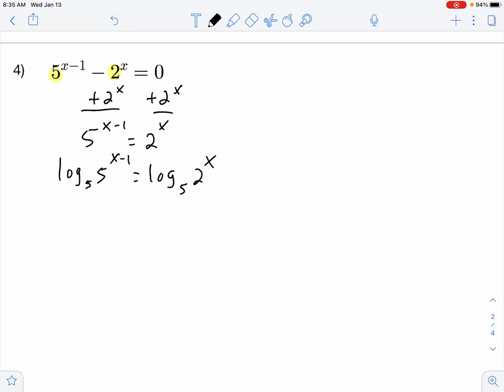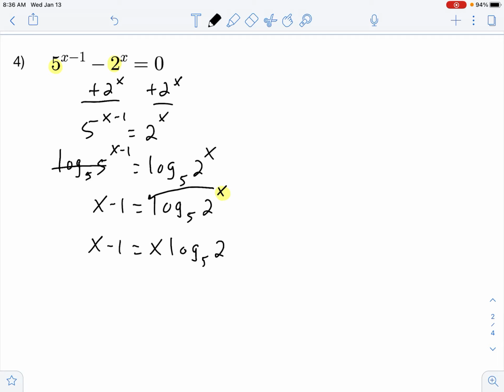So now what's going to happen here? This is going to go, because I'm doing the inverse, and I get x minus 1 is equal to log base 5 of 2 to the x. Now, if you remember from the properties of logarithms, I can drop this down to the front. So that would give me x minus 1 is equal to x log base 5 of 2. So how does that help me, and where do I go from here?